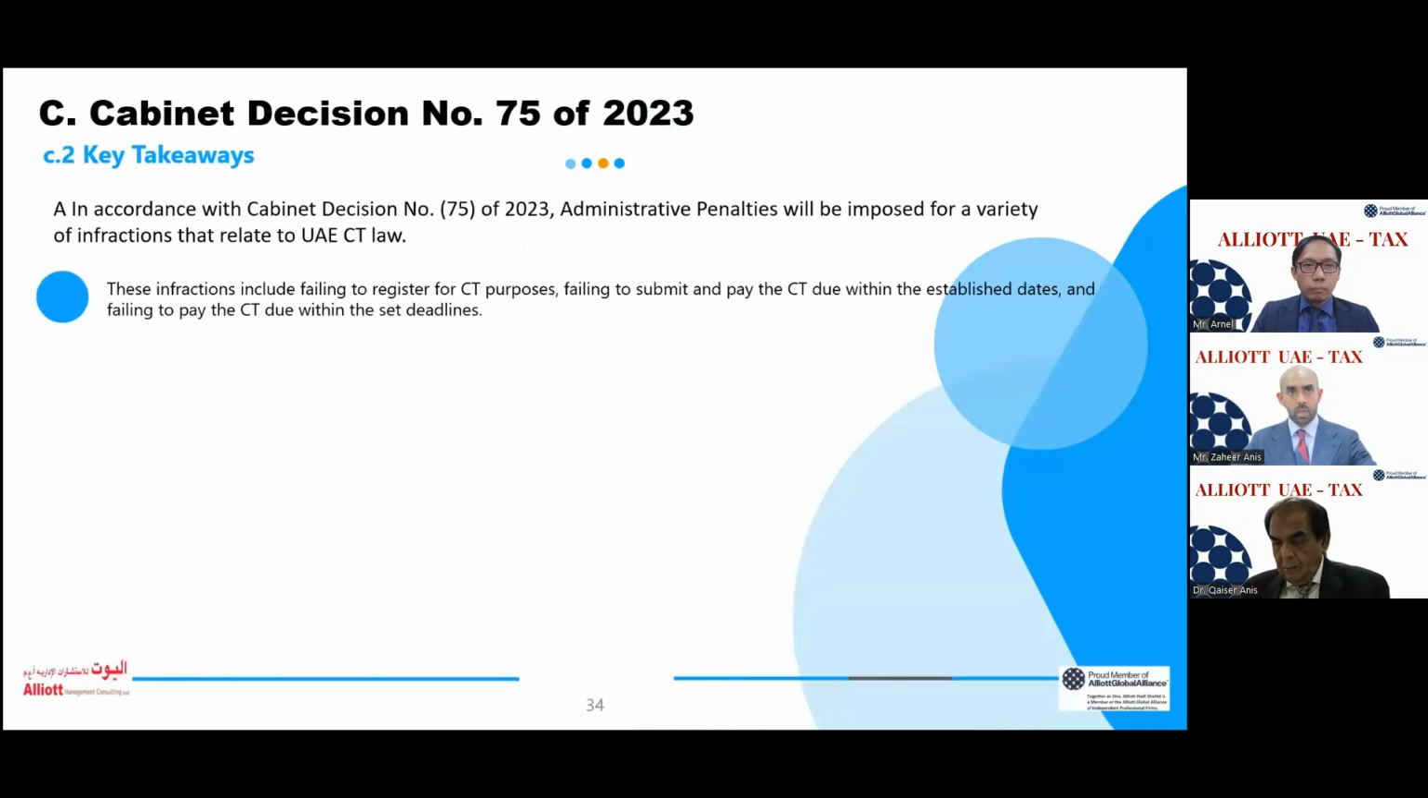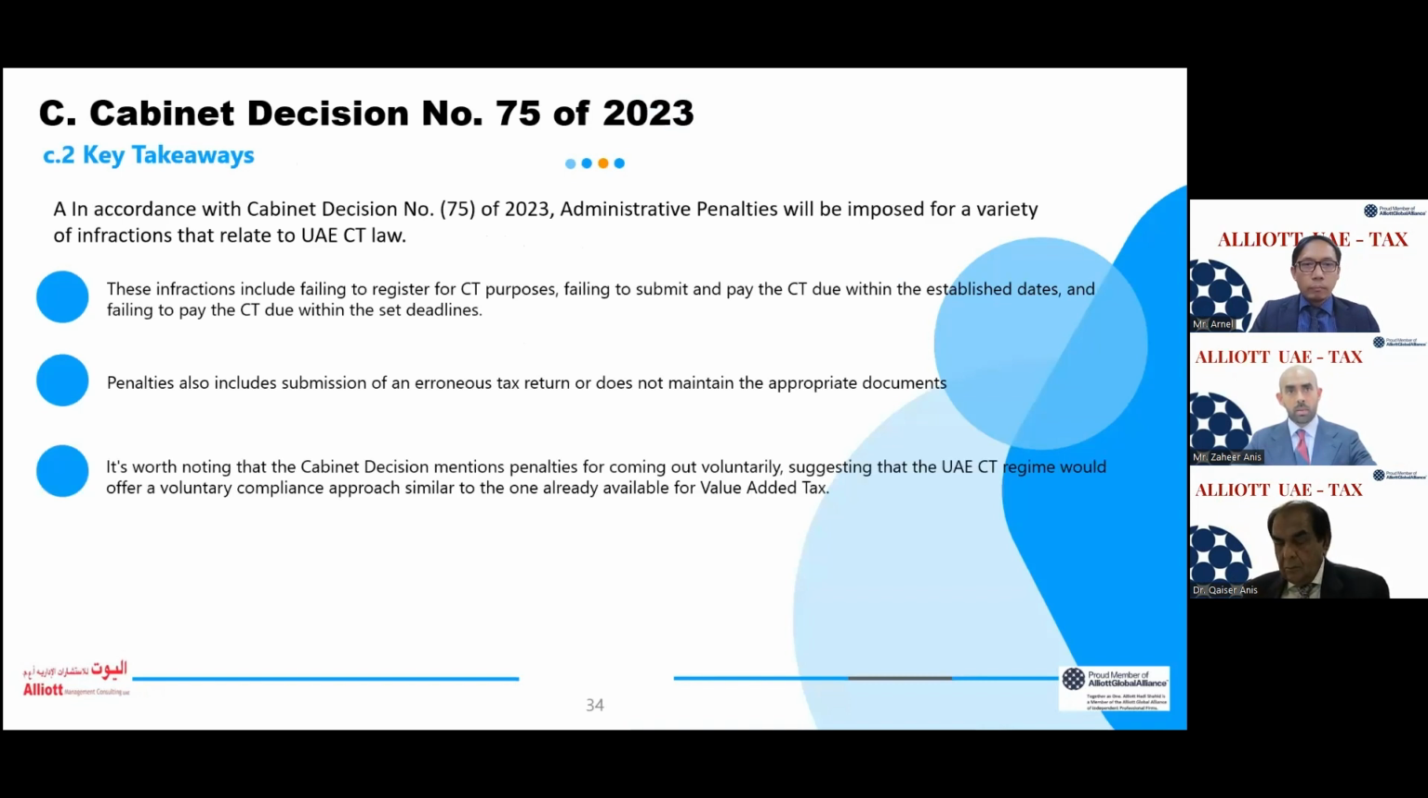So what are the key takeaways? One is that infractions include failing to register for the corporate tax, failing to submit and pay the corporate tax within the established dates or deadlines, and penalties owing to erroneous tax returns and not maintaining appropriate documentation.